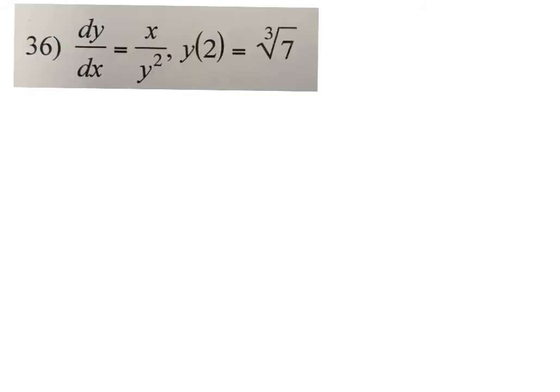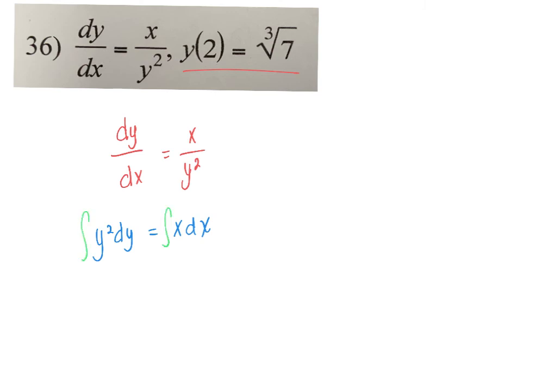So we have dy, ignore this guy for right now. dy dx equals x over y squared. We're going to get our y's with our dy's and our x with our dx. And then we're going to do integration here. So we're going to get 1/3 y cubed equals 1/2 x squared plus c.